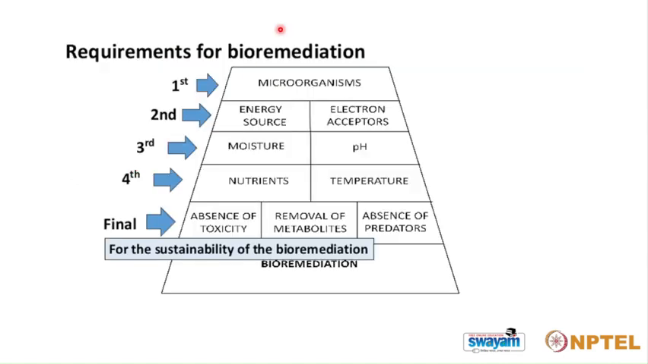For bioremediation, basically we need the microbes to carry out the remediation processes, and we need energy sources and electron acceptors for the microbes, and we need to set up the necessary environmental conditions. Then finally, there should not be the presence of toxicity and predators, and metabolites should be completely removed from the system. So these are the basic requirements for bioremediation processes.